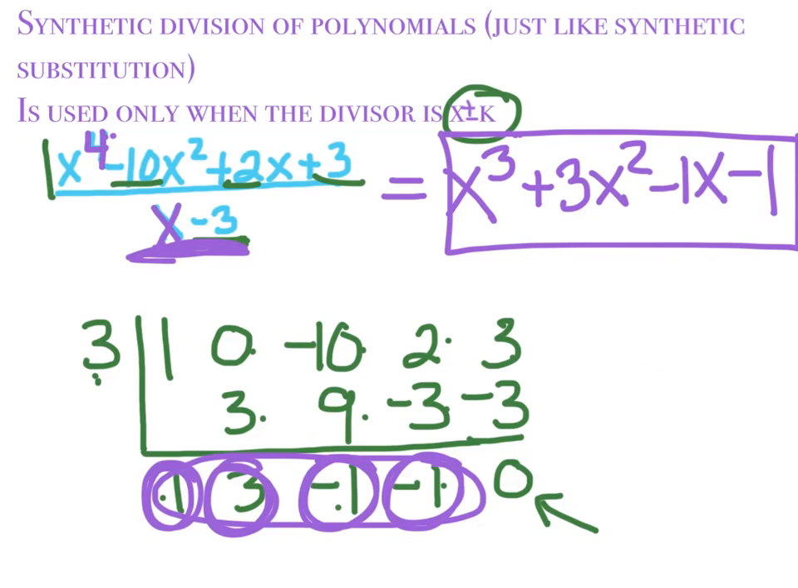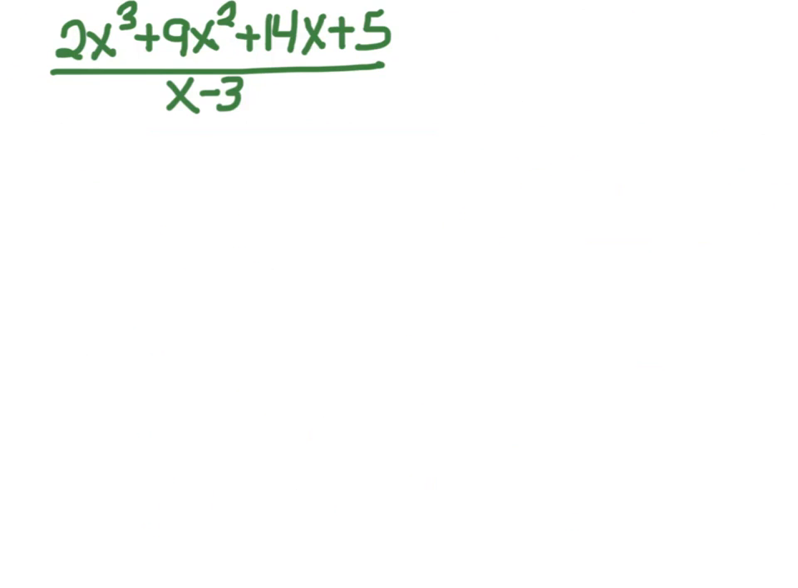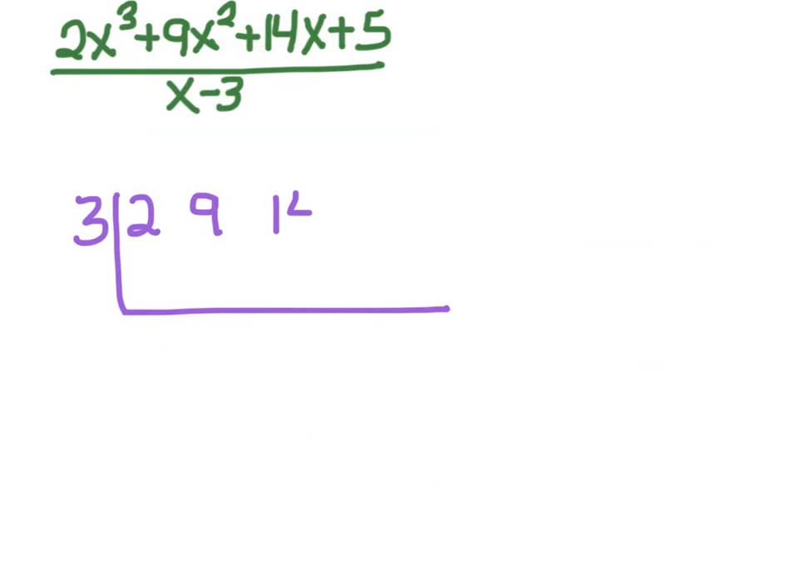Okay, let's do another one. Let's divide 2x cubed plus 9x squared plus 14x plus 5 by x minus 3. I don't know why I chose x minus 3 again for this one, but that's okay. We'll take a 3, make the box. We have 2x cubed, 9x squared, 14x, and 5. So we didn't need to add any zeros this time.